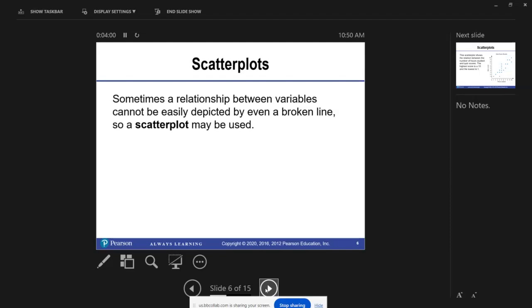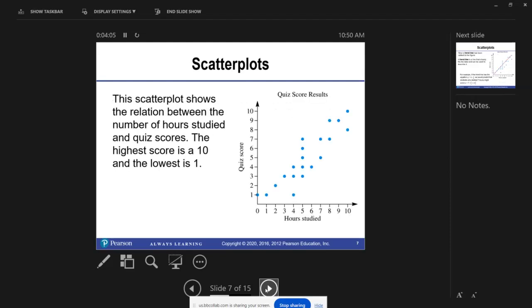Okay, back to scatter plots. Okay, here's an example of a scatter plot. This scatter plot shows the relation between the number of hours studied and the quiz score. The highest score is 10 and the lowest score is 1. Okay, so once again, time is your horizontal axis. This time it's the number of hours studied, and then your quiz score. So as you can see here, the longer that someone studied for the test, generally the better they did on the test. Okay.